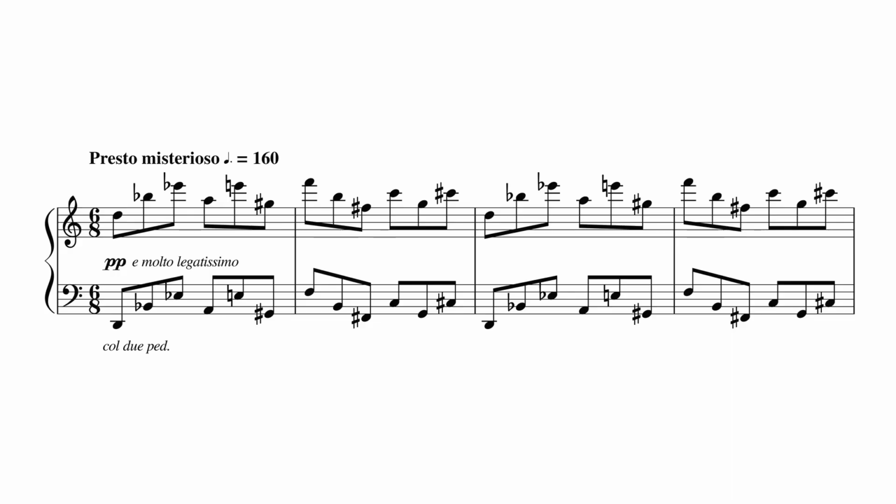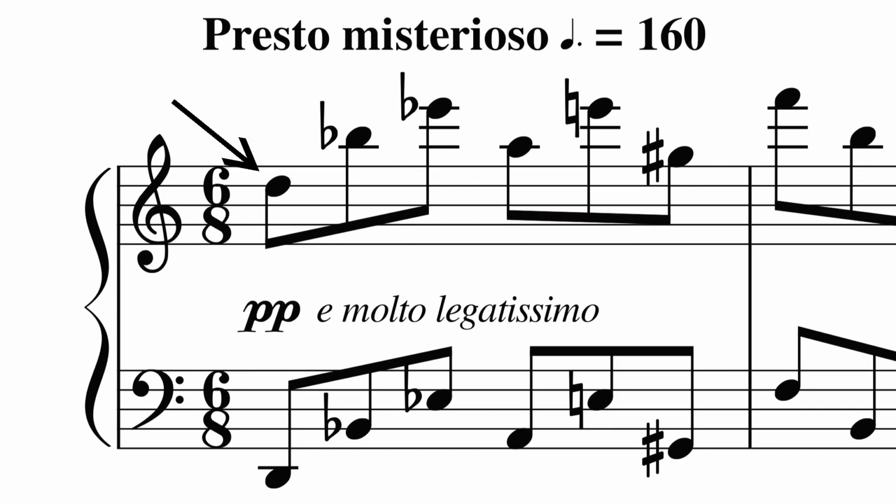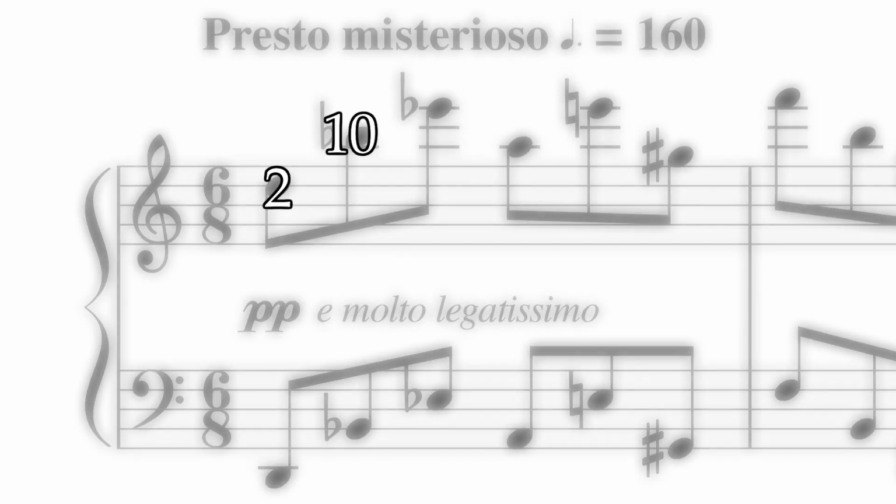Let's take a look at Alberto Ginastera's Piano Sonata, second movement, Presto Misterioso. Within the first two measures, we have a complete 12-tone row, and given the meter, I think it's fair to group these into trichords. For now, let's hone in on the first 3. D, B flat, E flat. Convert this to integer notation and you get 2, 10, and 3.